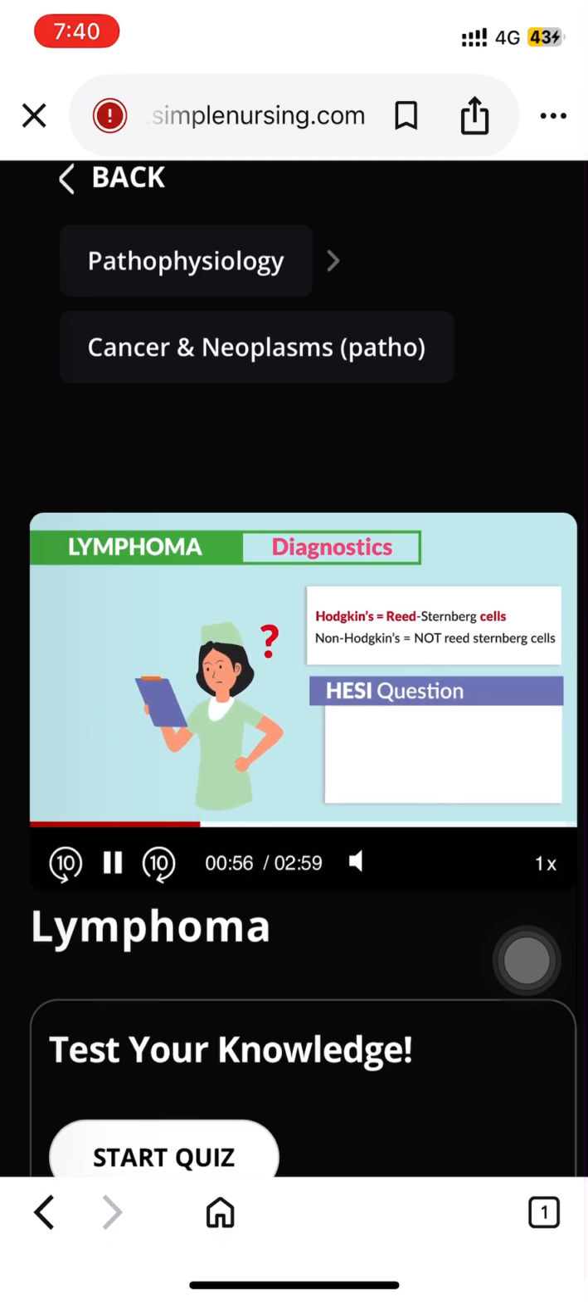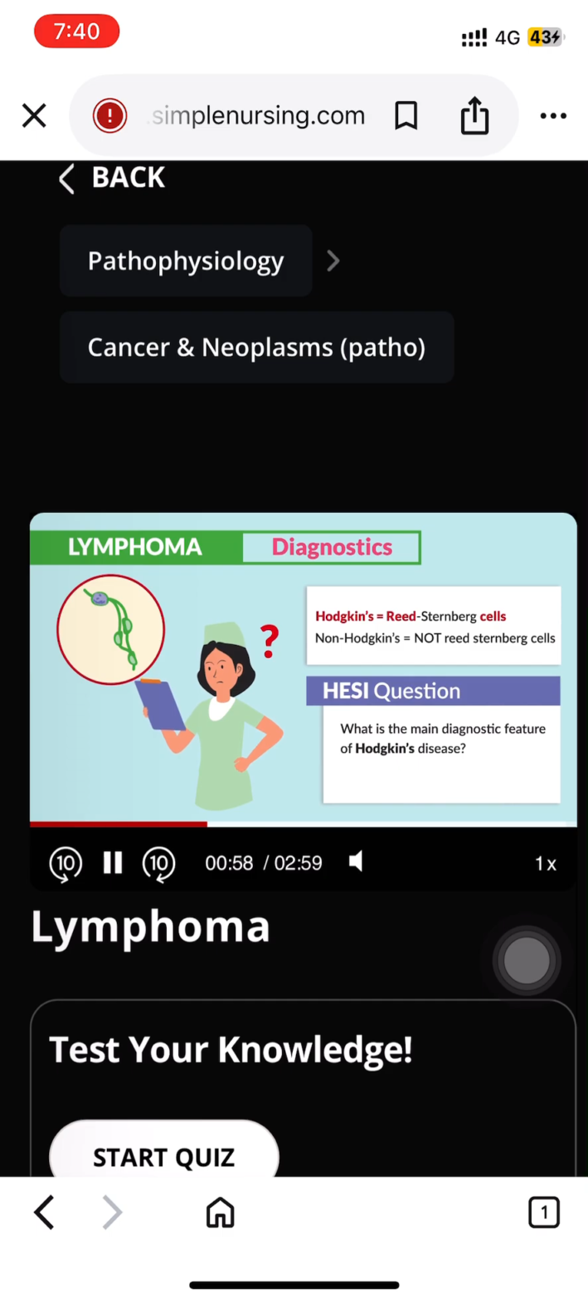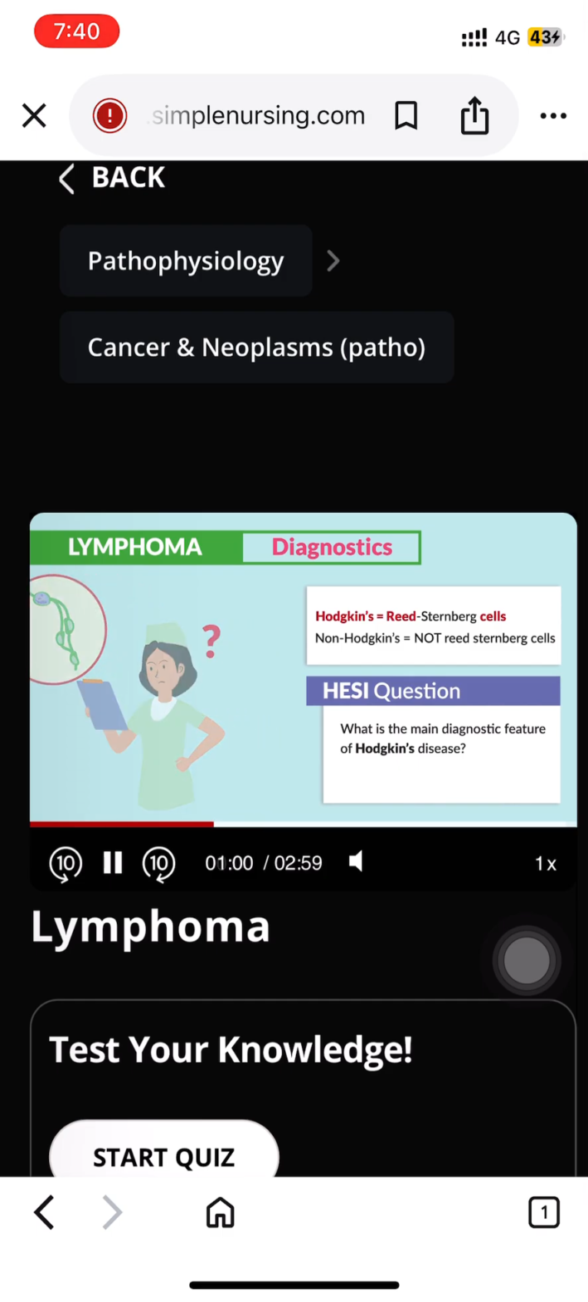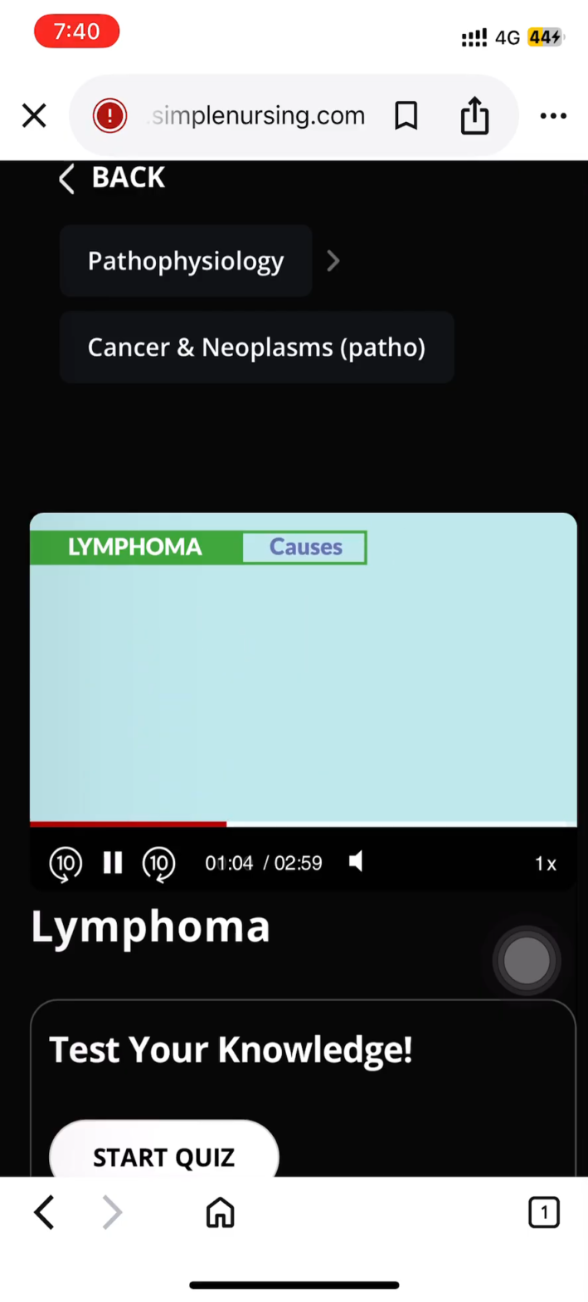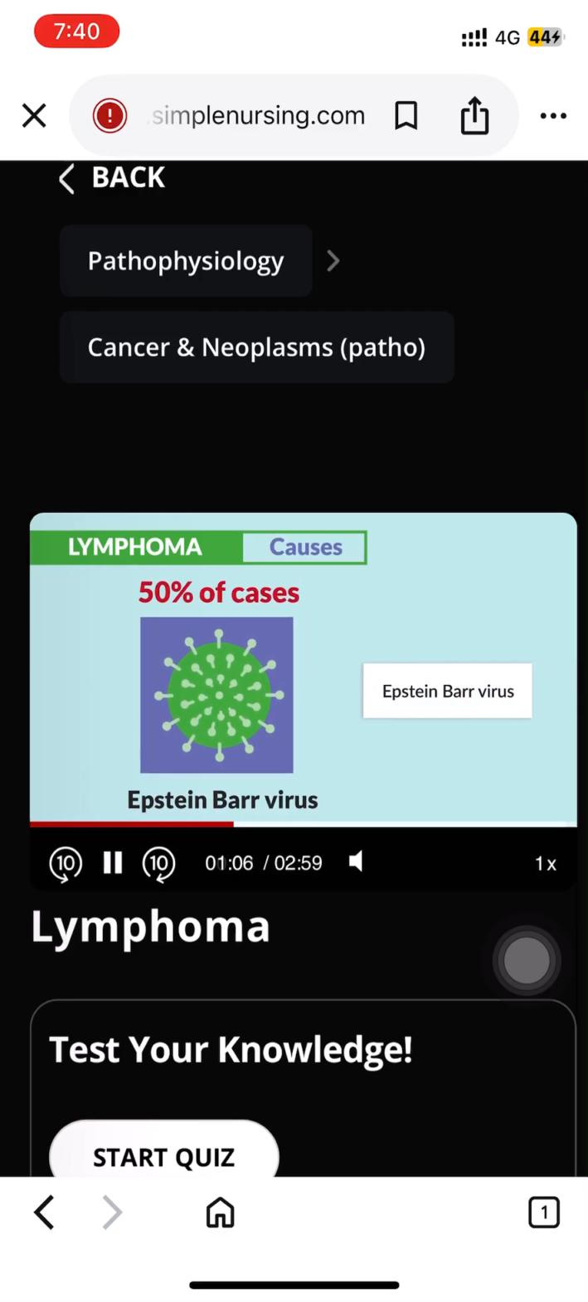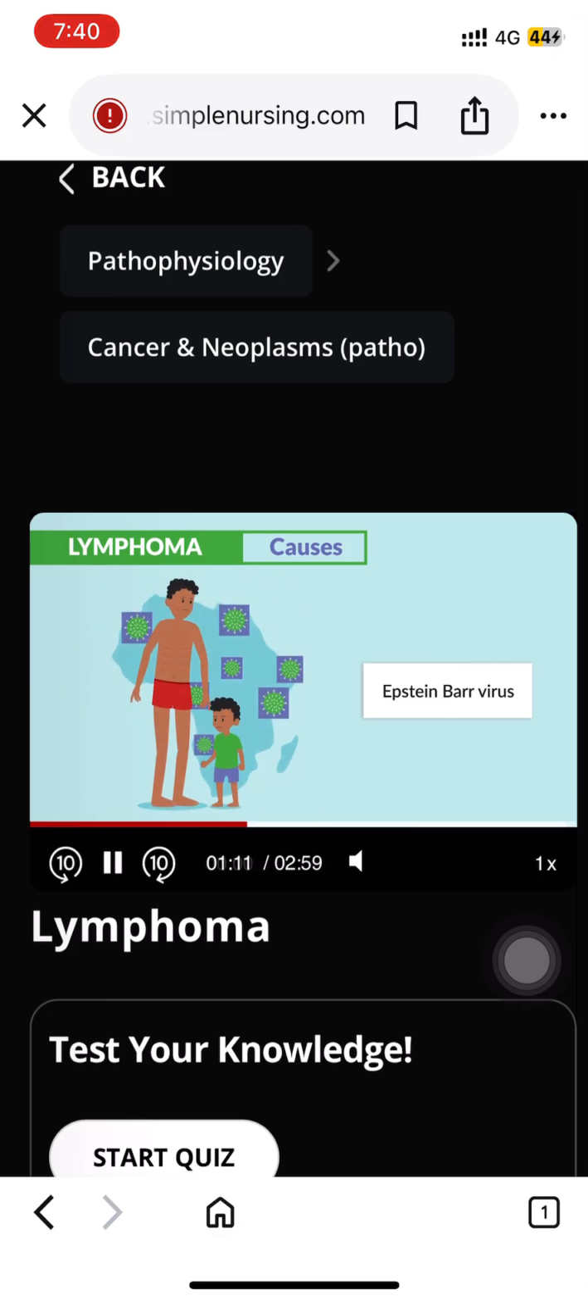So Hesi mentions, what is the main diagnostic feature of Hodgkin's disease? Reed-Sternberg cells. So please just know that. Now for the causes. About 50% of the cases are caused by Epstein-Barr virus. This is typically common in underdeveloped countries. So I'd write that down, Epstein-Barr virus for lymphoma.